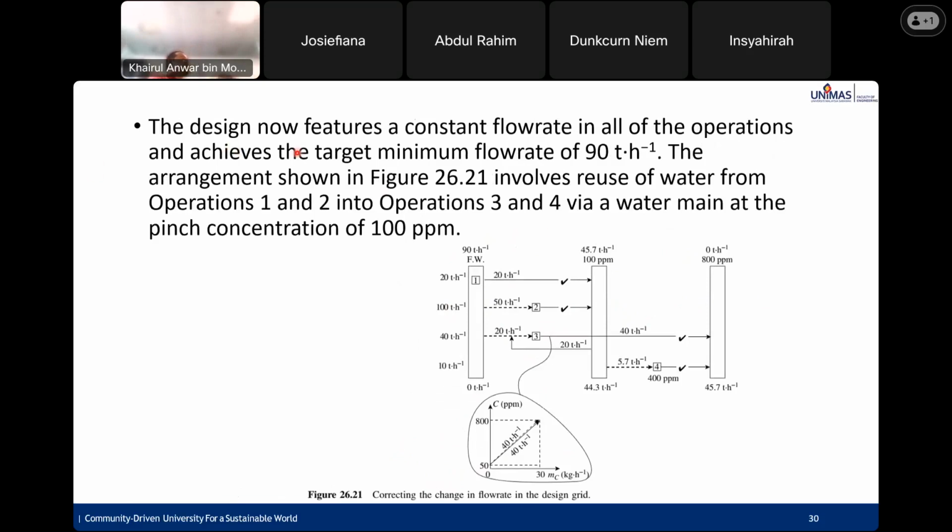The design now features a constant flow rate in all of the operations and achieves the target minimum flow rate of 90 ton per hour. The arrangement shown in figure 26.21 involves reuse of water from operation 1 and 2 into operation 3 and 4 via a water main with consumption of 100 ppm.